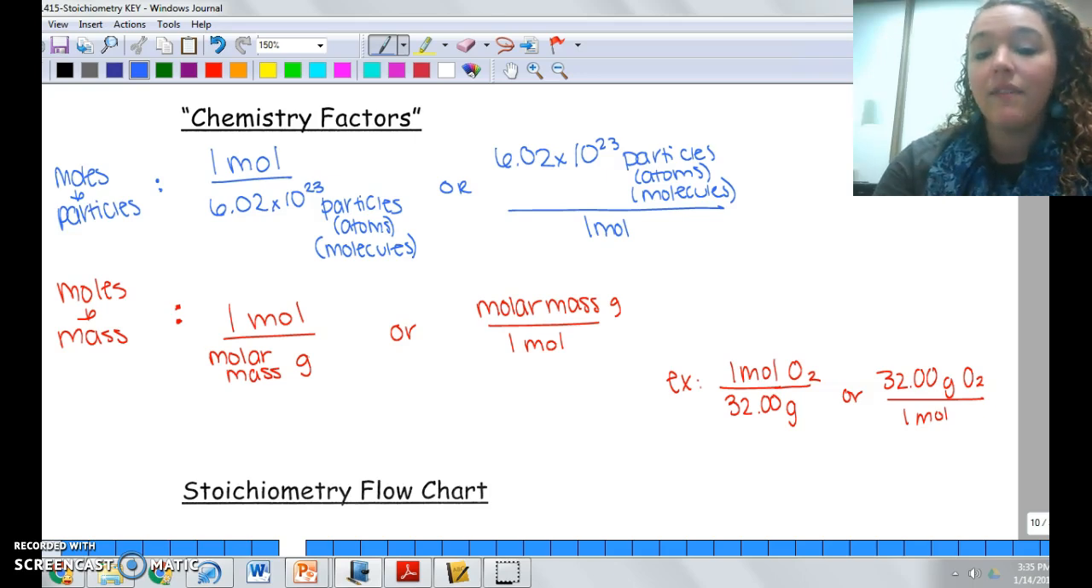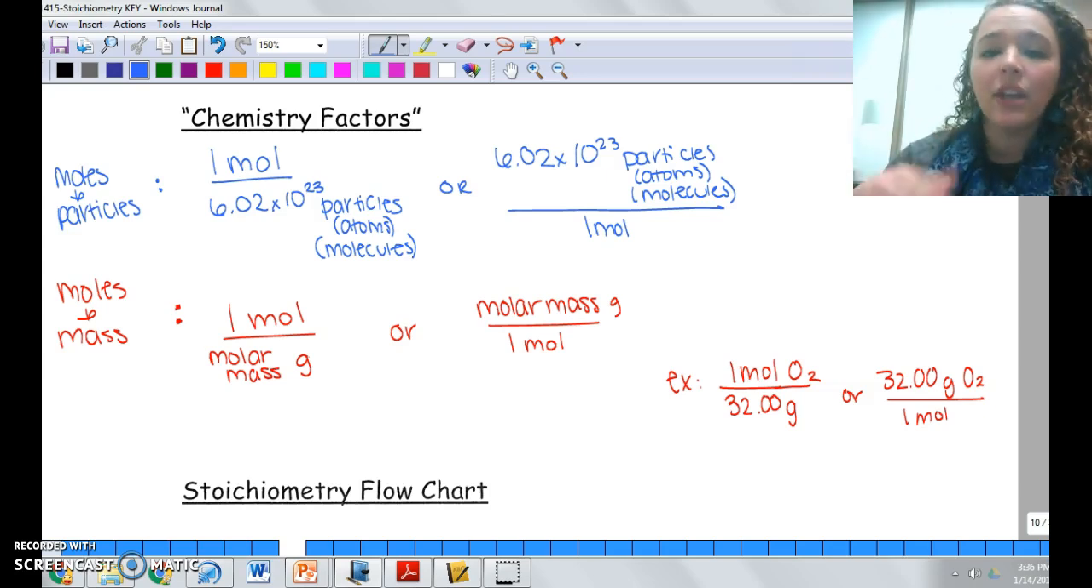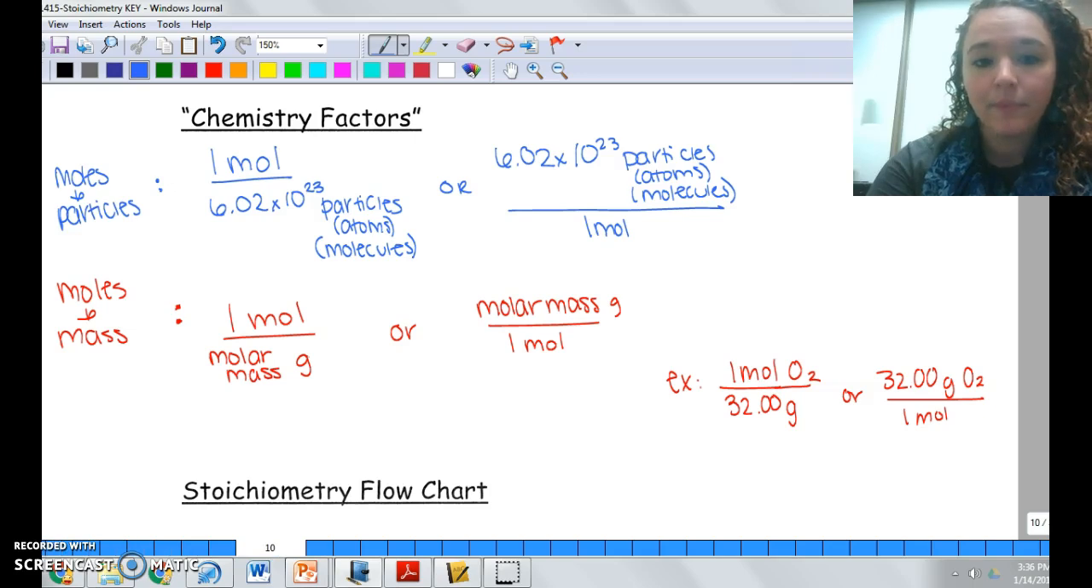So now when I say I have 32 grams of oxygen gas, I know that I have 1 mole of oxygen gas. And then you can also take the inverse of that as well.